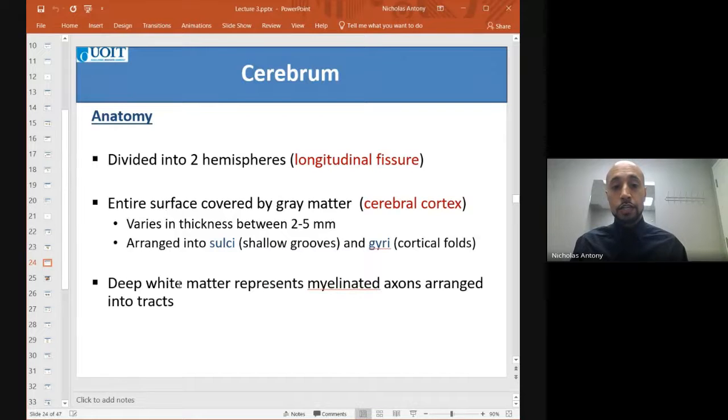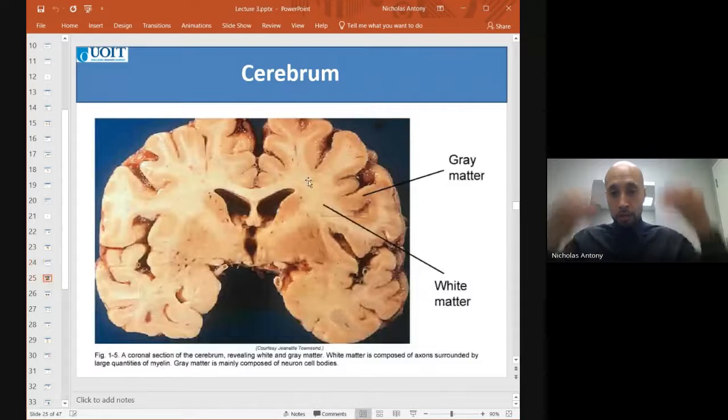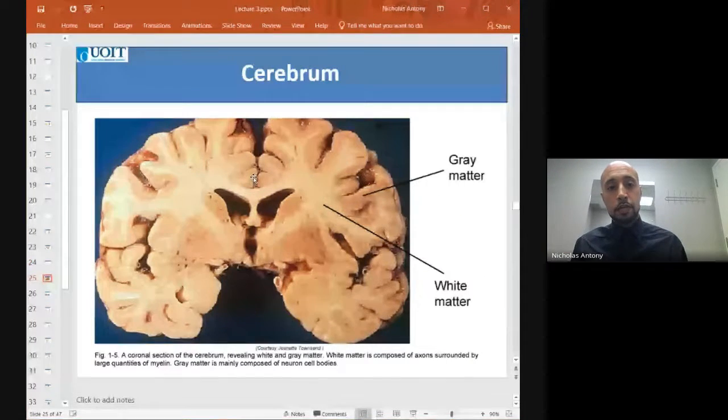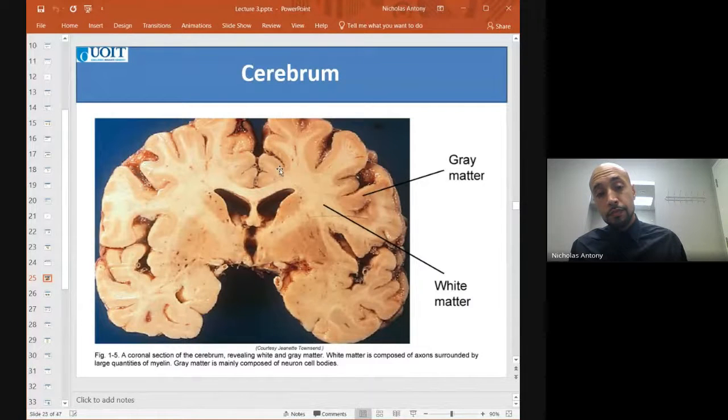So let's look at a cross section. Here we can see a cross section of the cerebrum. Here we see the gray matter on the outside, and then the white matter is deep. So the way to visualize it is that if the gray matter represents cell bodies, the white matter represents all of the wires going up and down from the gray matter. So these are cell bodies. This is all the wires.